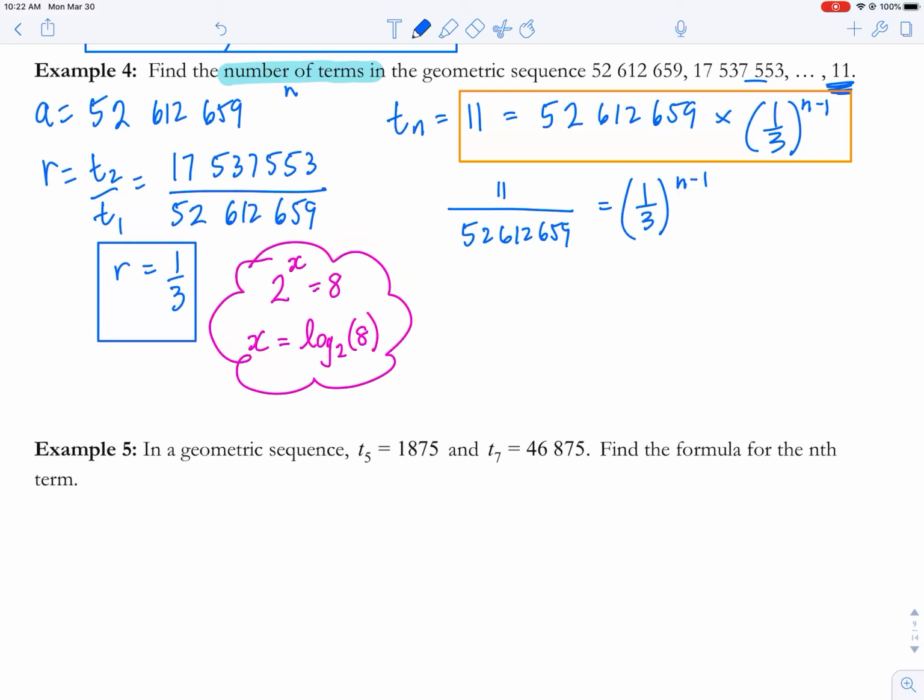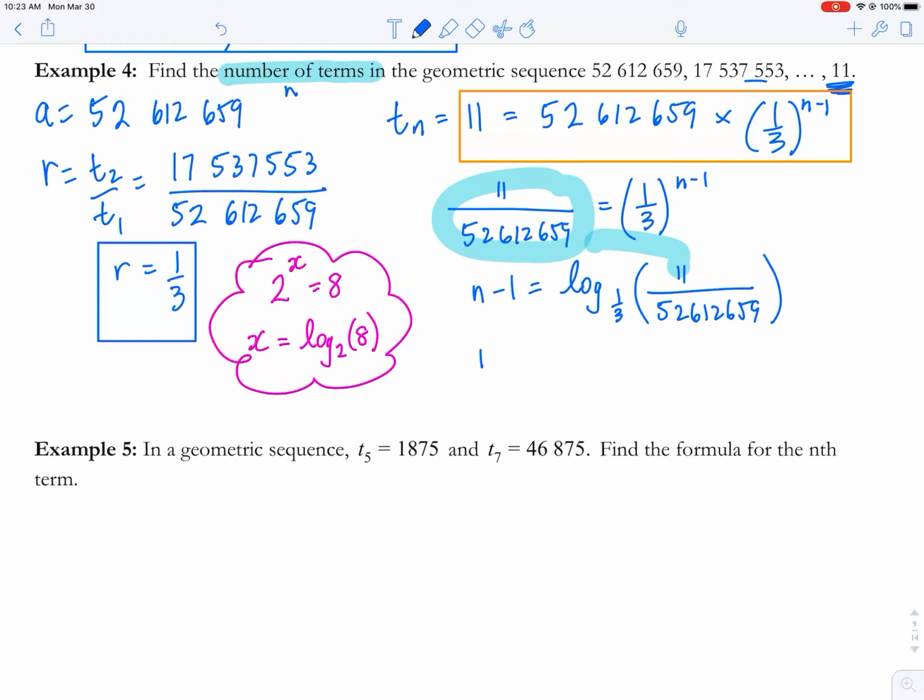I can then use the power log rule to write down that n minus 1 equals log base 1/3, the base of the power is the same as the base of your log, times whatever was over here. So all of this is going to go here. So log base 1/3 of 11 over 52612, 659. And when you punch that in your calculator, remember you got to hit the log button on our calculators.